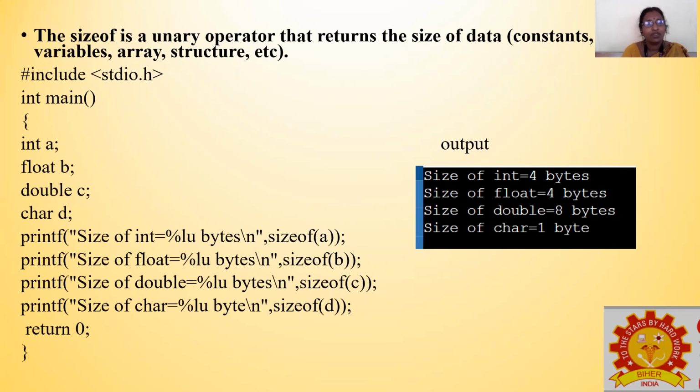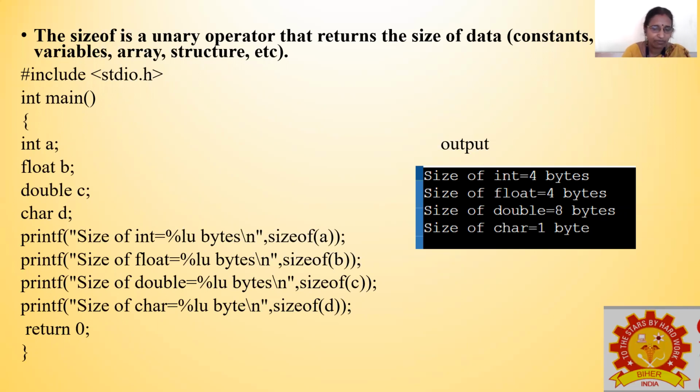So when you are calculating size of A, which is an integer variable, it will give you 4 bytes. The size of B is a floating point variable, so size of B is the size of float, which is 4 bytes. Size of C is the size of double, which is 8 bytes. Size of D, where D is a character, is the size of character, which is 1 byte.